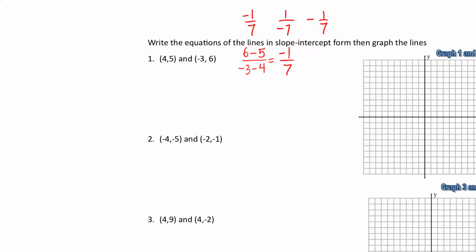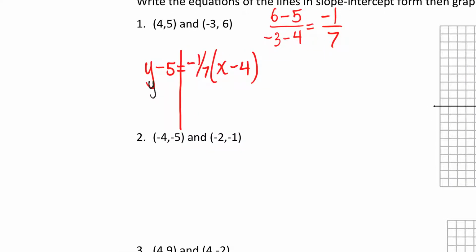And again, I can choose either of those 2 points. I'm going to go with the 4, 5. So we have y minus 5 equals negative 1/7 times x minus 4. All right, so we get y minus 5, negative 1/7 x, and negative 1/7 times negative 4 is what? It's positive 4 over 7. And I add 5 to both sides.